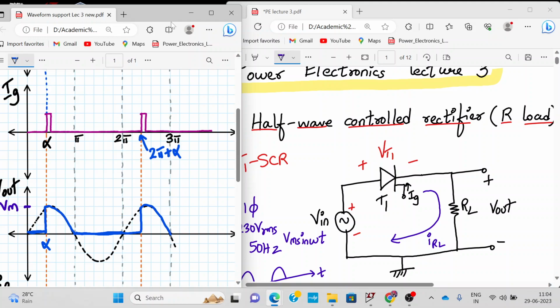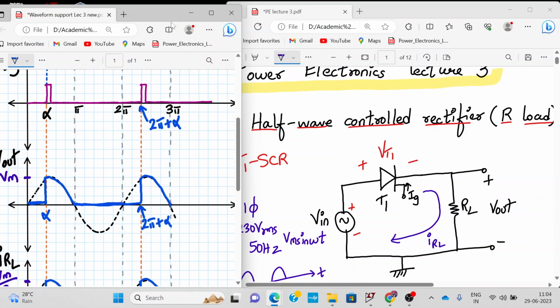All right. So this control was not there in case of a power diode. In SCR, we have the control. We have under our control when we apply alpha and when we apply the next pulse of alpha, that is at 2 pi plus alpha. So this alpha is under our control. We can apply it over here. We can apply it over here.